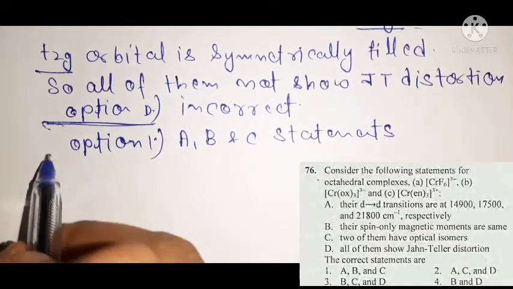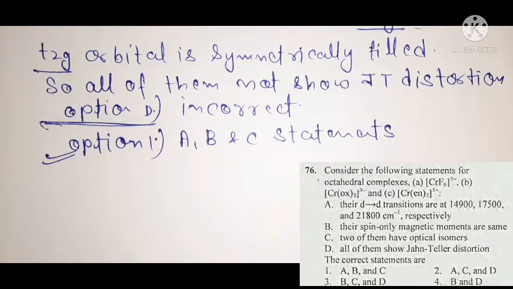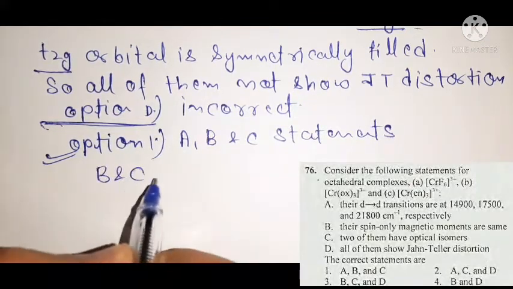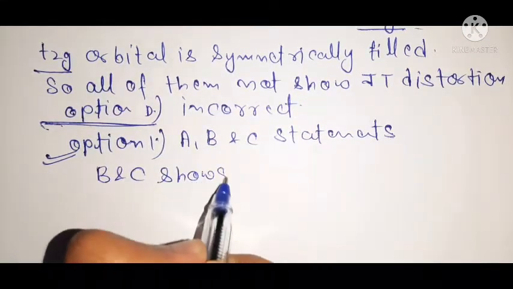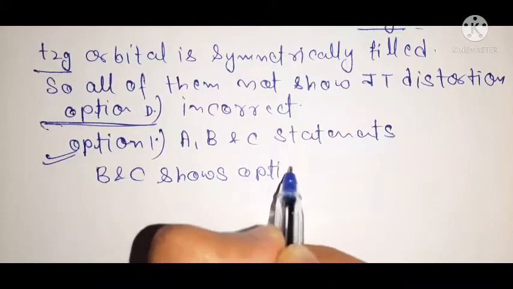So option first is the correct answer, that contains A, B and C statements. Okay, and they say that their d-d transitions are these. Okay, this is the correct. The spin only magnetic moments are same because all contain chromium 3 plus ion, and two of them have optical isomerism. Okay, because option number B and C show optical isomerism.